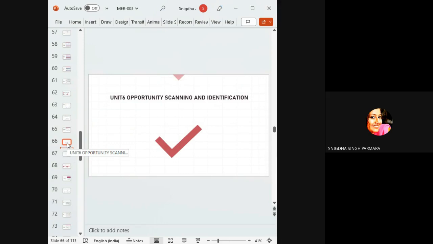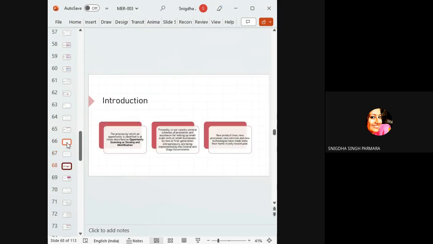How fruitful is it going to be? How prospective could it be? What are the advantages, the competitive advantages that you could have in that? So the process by which an opportunity is identified is called opportunity scanning or sensing and identification.